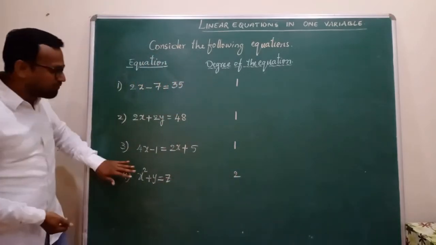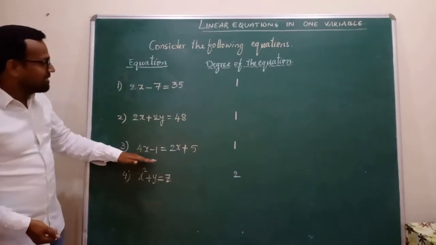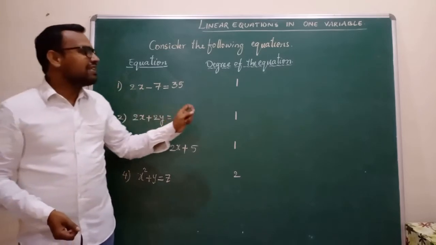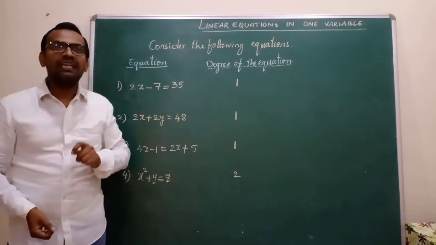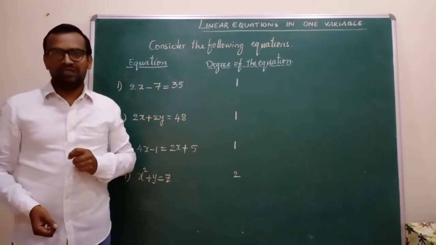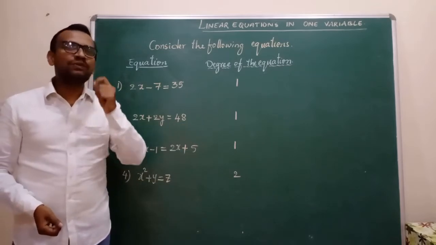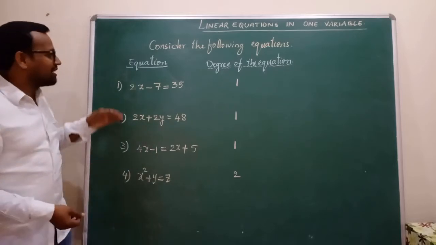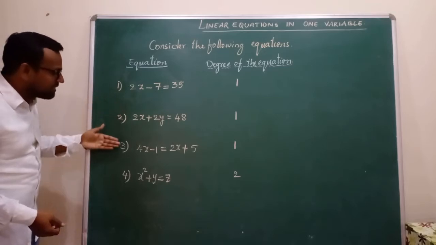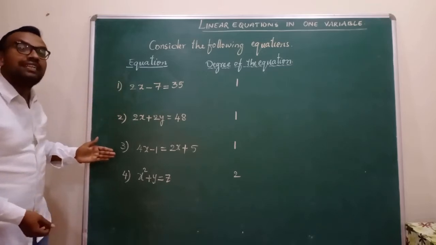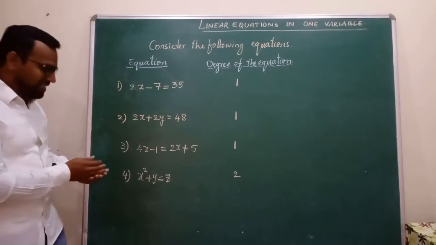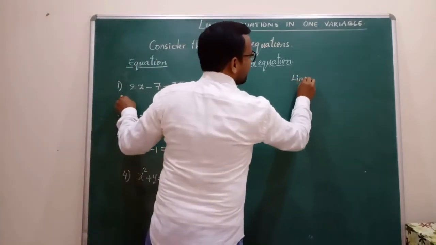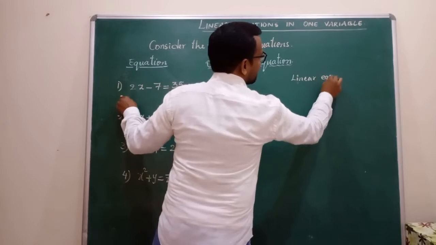So, except the fourth equation, the first, second and third, all these have the degree as 1. So, an equation whose degree is 1 is called a linear equation. That means the first, second and third, these 3 are linear equations. So, let me write here. So, the first one is linear equation.